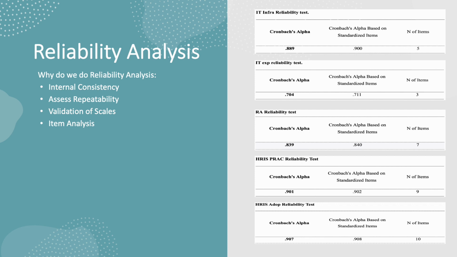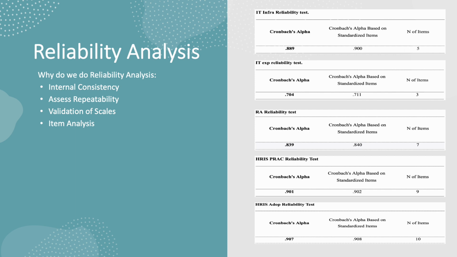Reliability analysis. Now, why do we actually do reliability analysis? Reliability analysis measures how closely related a set of items are as a group. It measures the internal consistency of a measure. A high reliability coefficient indicates that items of the measure have shared covariance and could have been summed up to represent a latent concept. In this analysis, Cronbach's alpha is the most commonly used reliability measure in this regard.